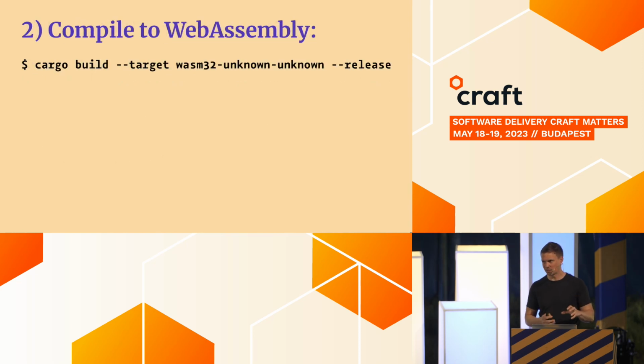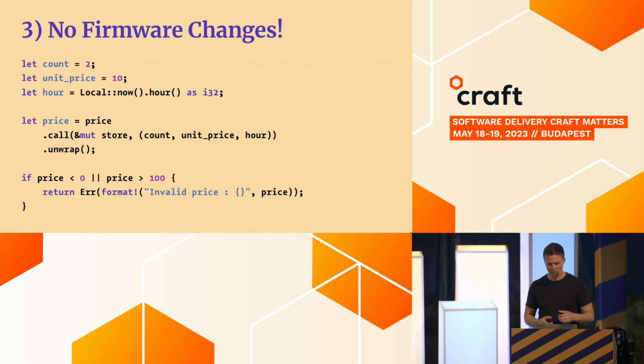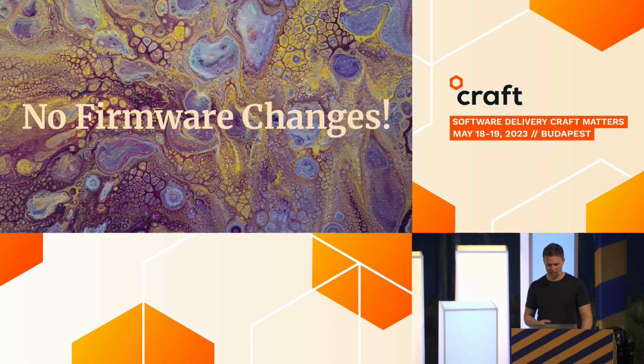Because we changed the pricing function, we need to recompile the WebAssembly binary. But if we return to the firmware, we don't need to make any changes. We need to reload the new WebAssembly binary, of course, but otherwise there's no changes to this firmware code. And this is essentially the climax of the presentation, and the point of the motivating example. As long as we don't change the interfaces, we don't need to change firmware.